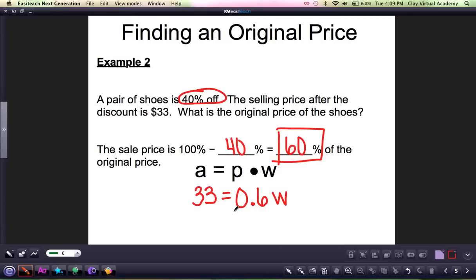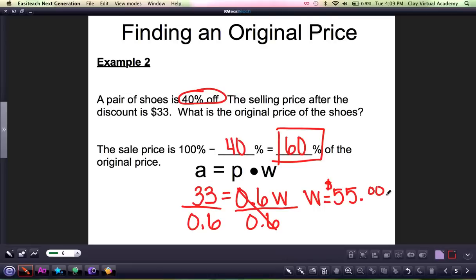Now, to solve for W, I'm going to divide both sides by 0.6. These cancel each other out, and in my calculator, I'm going to put 33 divided by 0.6 equals 55. So W equals 55. I now know that the original price of the shoes is $55. And again, we're talking price, so let's make sure we put our dollar sign and decimal point and places over there.